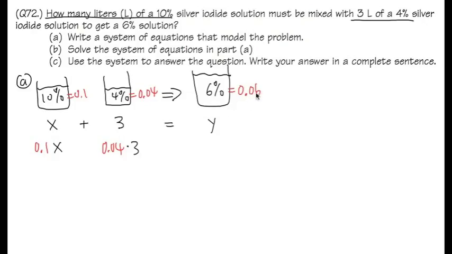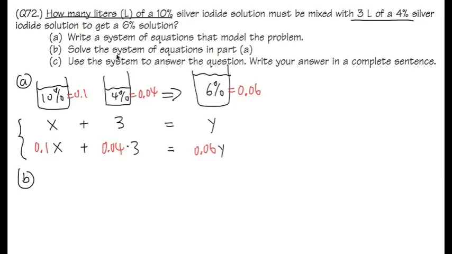The last one is 0.06. And I will multiply that with Y. So 0.06y. And then to come up with the equation for the second part right here, I'm just going to make sure when I add this and that together, I get that. And this is how we come up with the system of equations. And this is pretty much part A. Okay, moving on to part B.